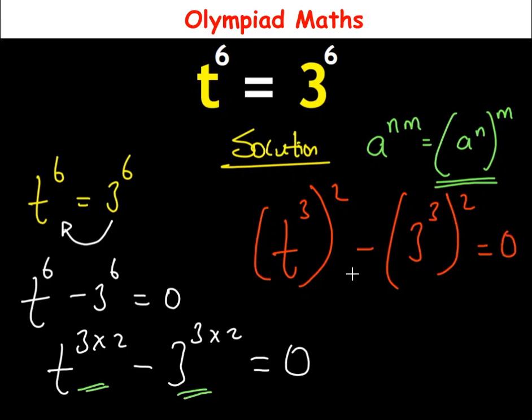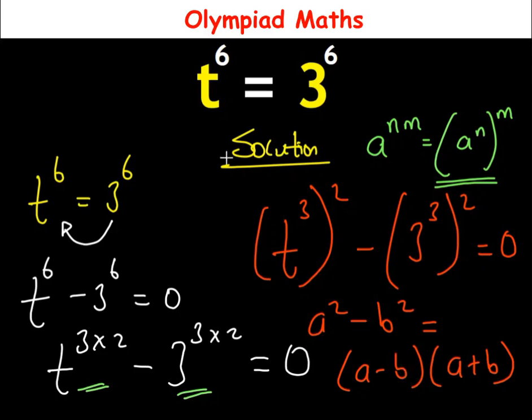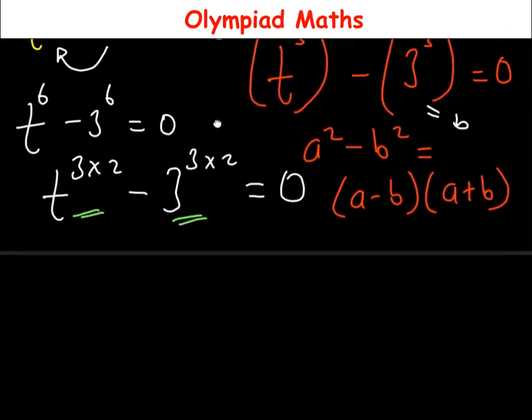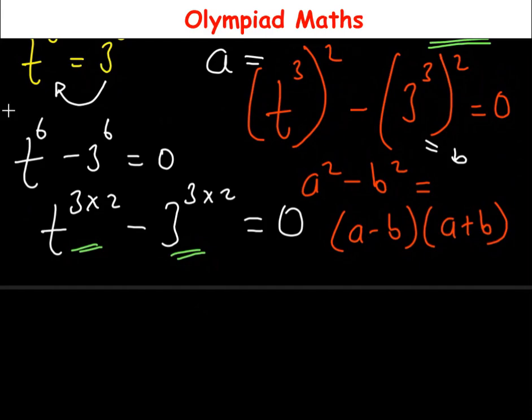Now looking at this, what we have is difference of 2 squared. If you have a squared minus b squared, this is equal to a minus b multiplied by a plus b. And in this case, the value of a in this equation is t power of 3. So a is equal to t power of 3, and the value of b is equal to 3 raised to power 3.